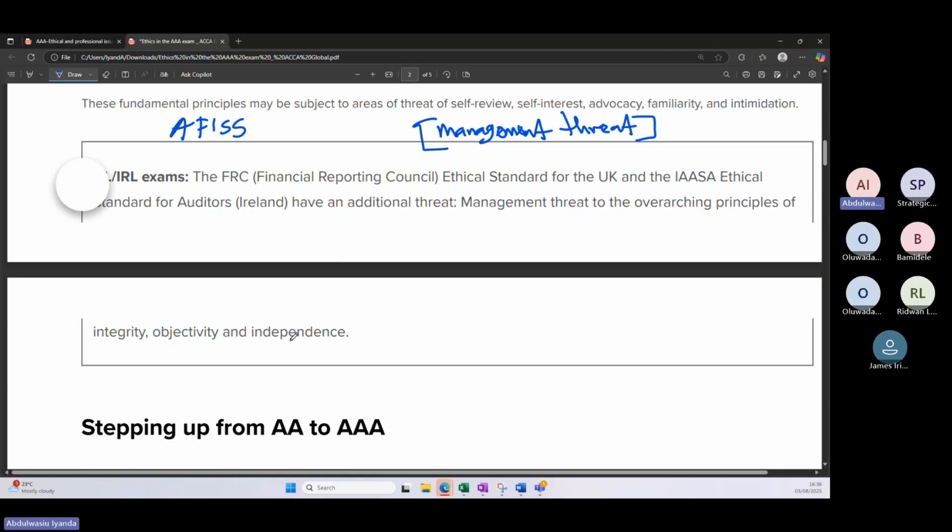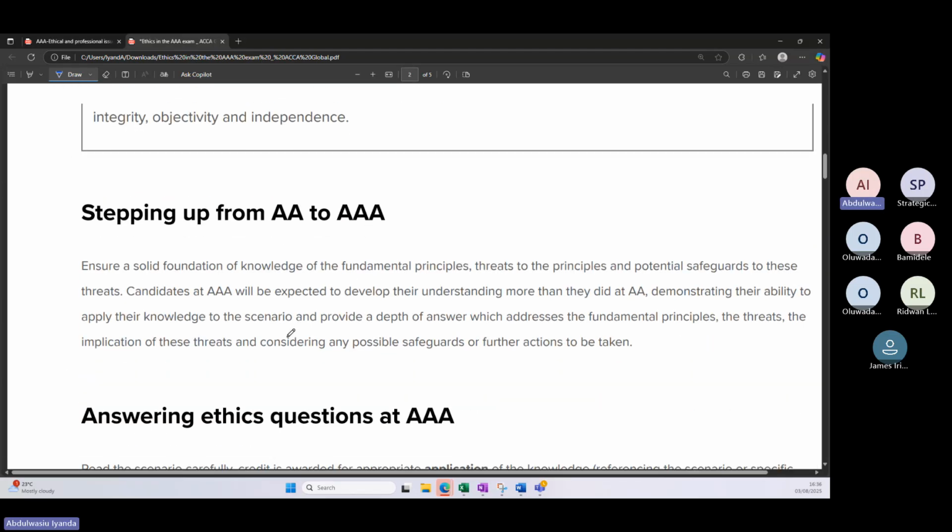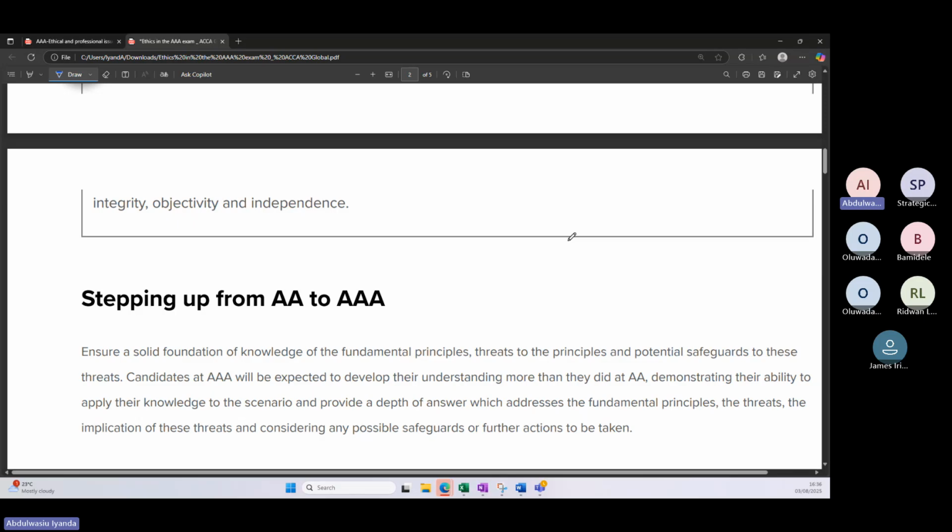The next thing now is that the way we are going to answer questions relating to ethical and professional issues will be different from the way we are used to at the skills level. You can see now, stepping up from AA to AAA, ensuring a solid foundation of knowledge of the fundamental principles, the threats, and the potential safeguards. And don't forget, apart from making reference to the principles, integrity and the rest, and the threats, advocacy as an example, we also need to make sure that there is a safeguard.